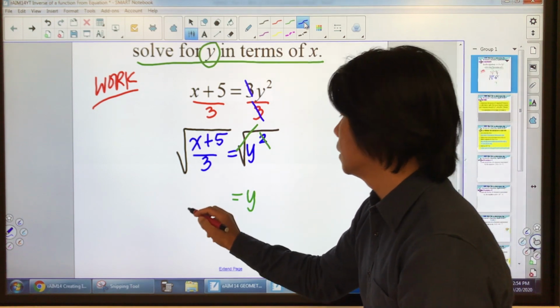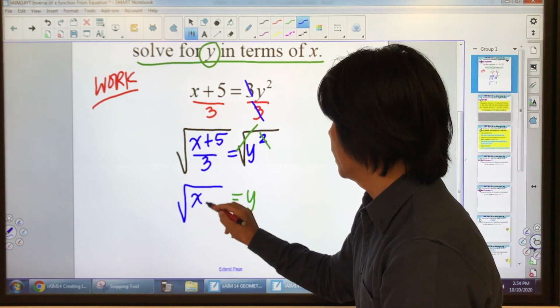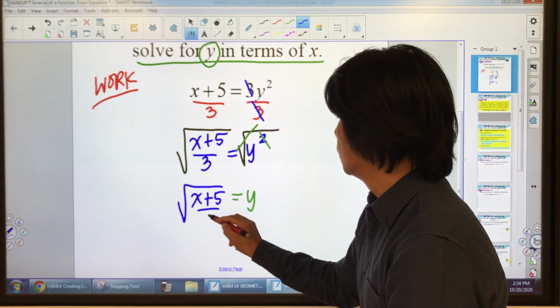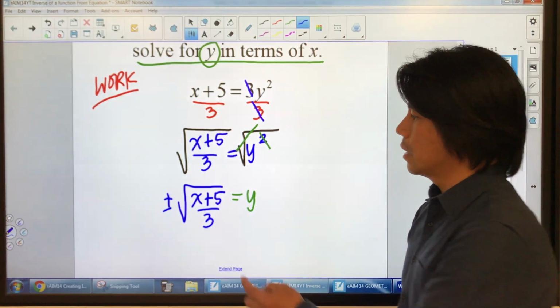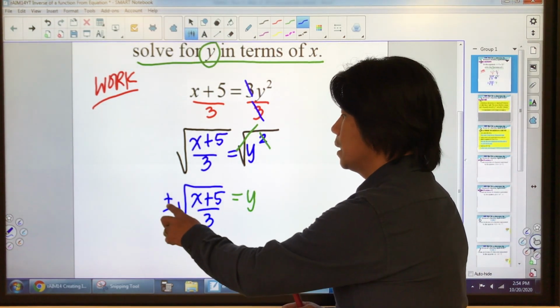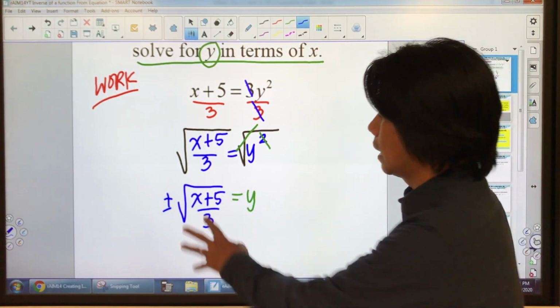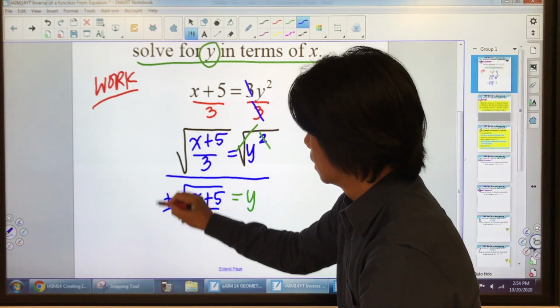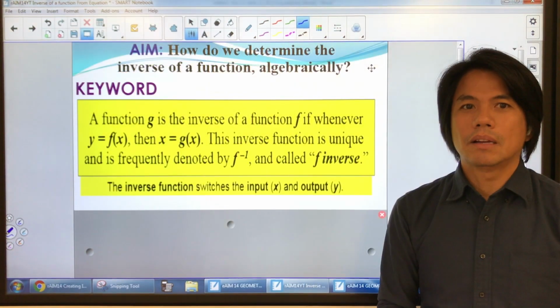So we just copy the entire left side: the square root of x plus 5 over 3, with a plus and a minus. Why is that? Because we're getting the square root of both sides, we need the principal and the secondary root of that side. There you have it. Now let's have the keyword.